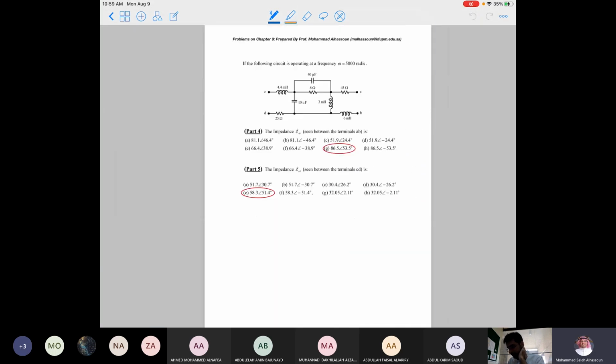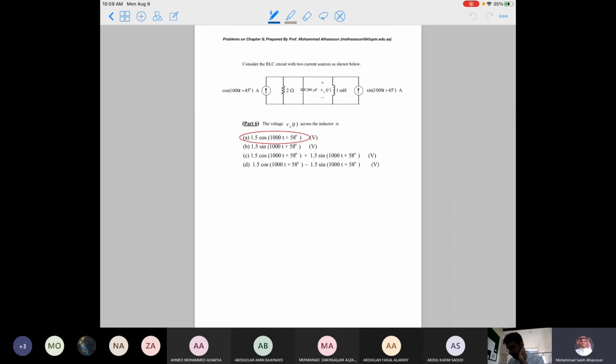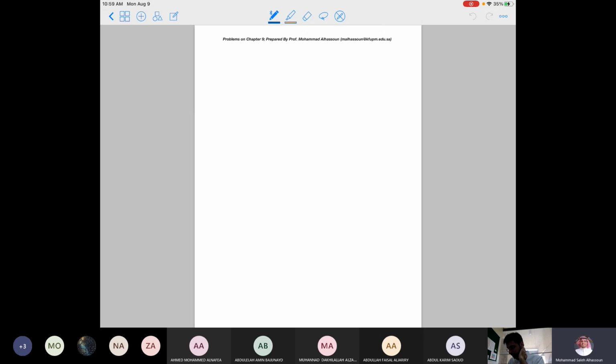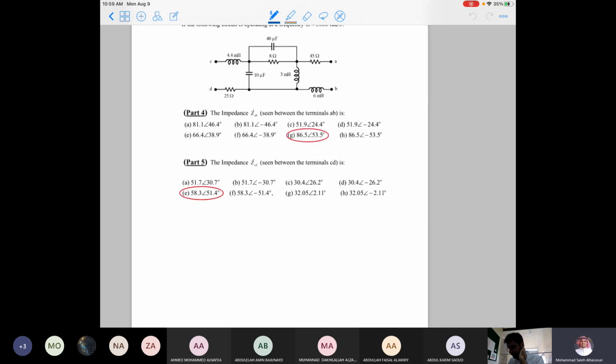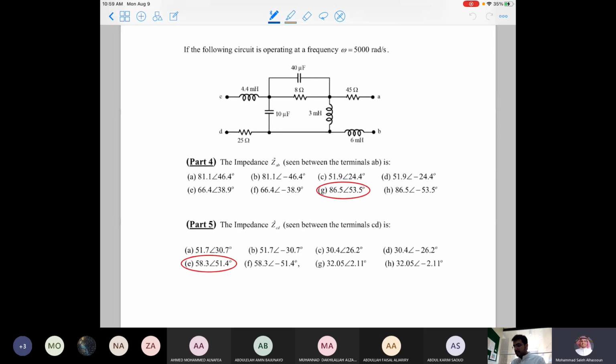Okay, let's see what we have in here. So this problem is asking us to find the impedance, and the impedance will be a function of the frequency. So we're asked to find the impedance between, the first one is between A and B. So this is the first question.